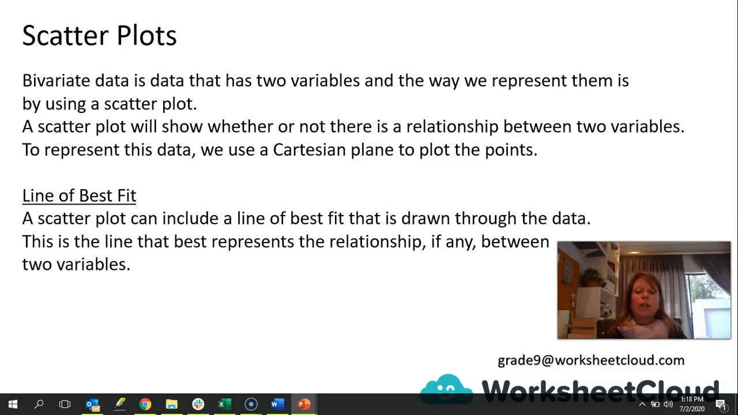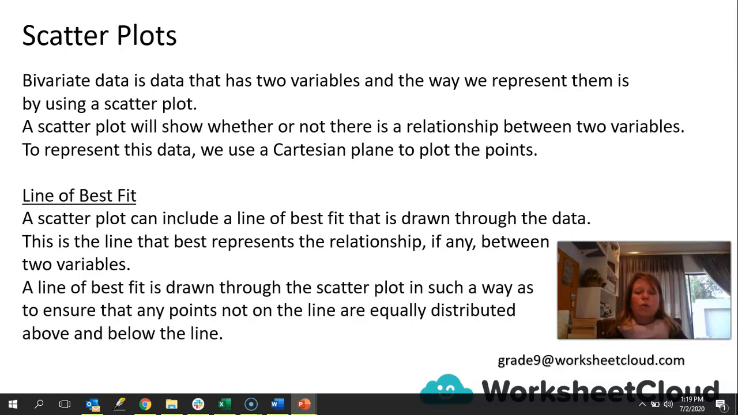A scatter plot can include a line of best fit that is drawn through the data. This is the line that best represents the relationship, if any, between two variables. A line of best fit is drawn through the scatter plot in such a way as to ensure that any points not on the line are equally distributed above and below the line. So when you draw a line of best fit, it's actually what they say an eyeball look. We try and see that the line of best fit is going to divide the scatter points so that there are as many above the line as there are below the line. So it's more like a feeling that you get of where the line of best fit goes.